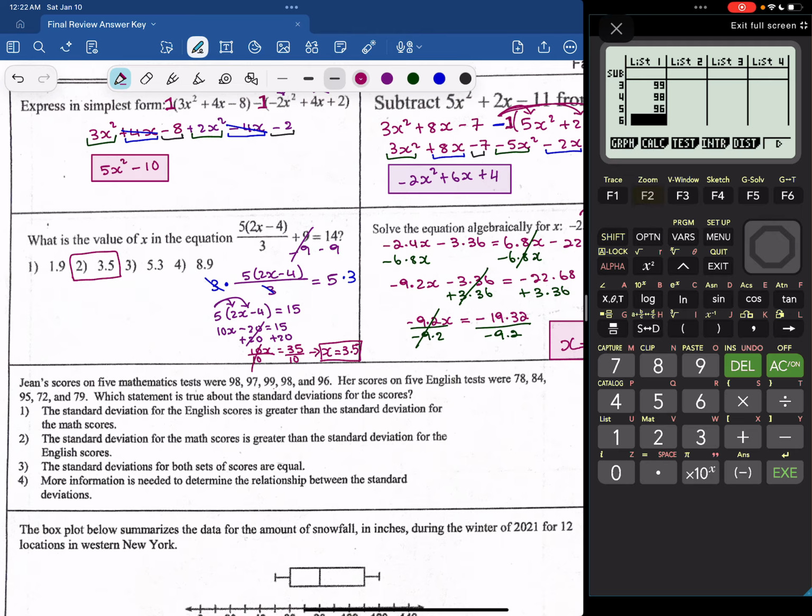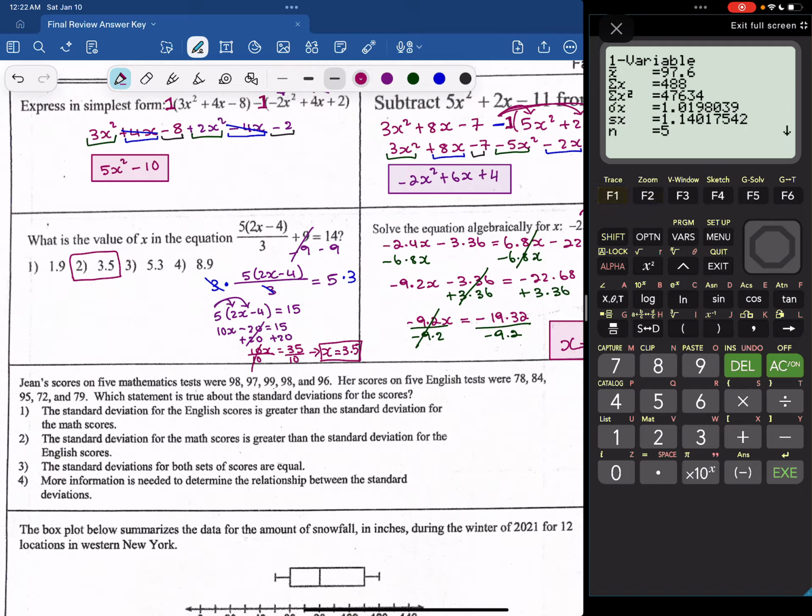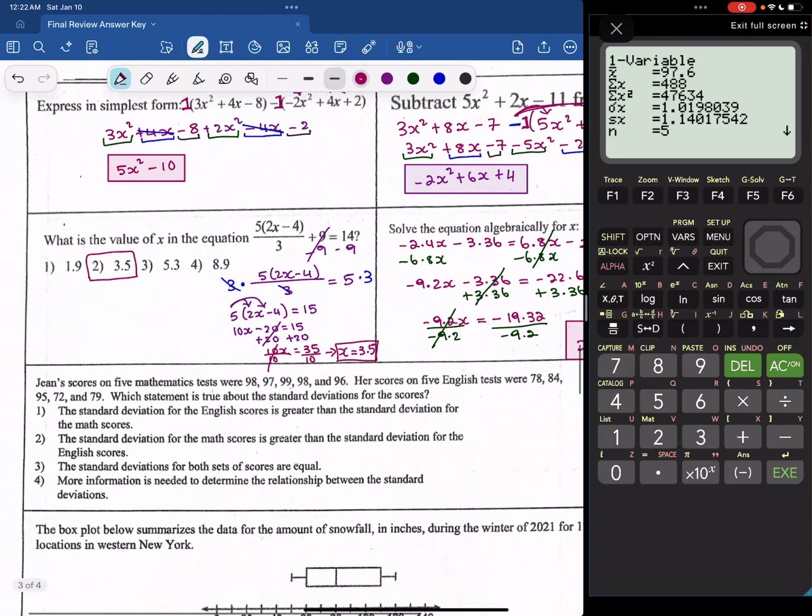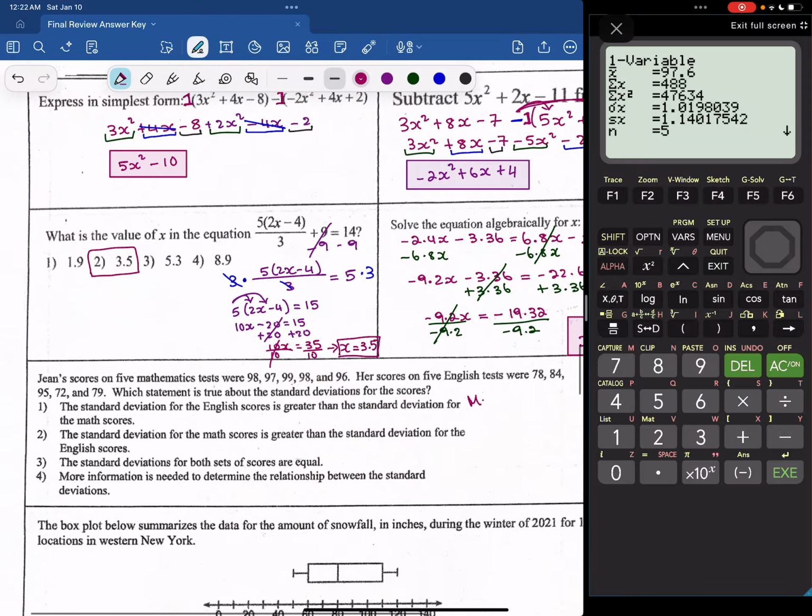And then we're going to hit F2, F1, and if you look at that little symbol that looks like an OX, it's actually called sigma x. That's the standard deviation. So the standard deviation for her math scores, I'm going to write on the side. Math SD or math sigma is equal to 1.019. I'm just going to take 3 decimal places.